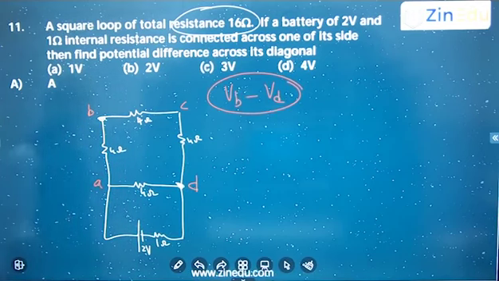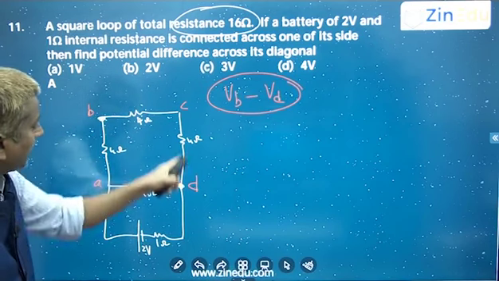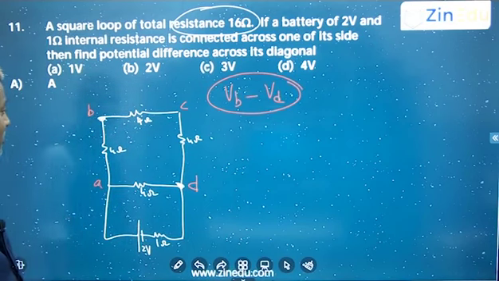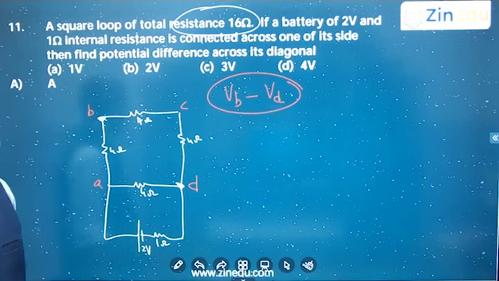So for that, you can get the currents here and here. When you get the current here in this total branch, there is a single current. So that current into the resistance from here to here, that is 8 ohms, will give you the potential difference. How do I get the current?